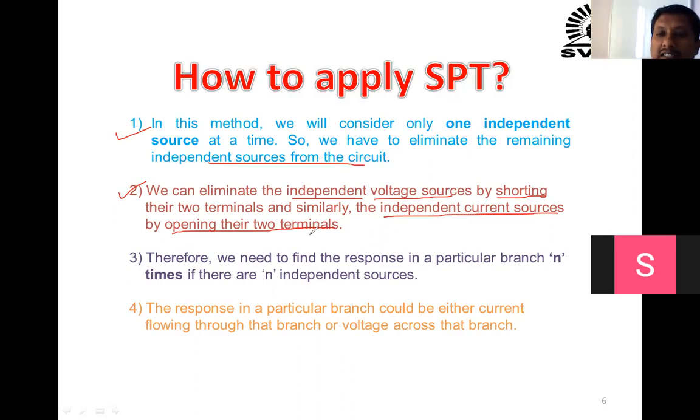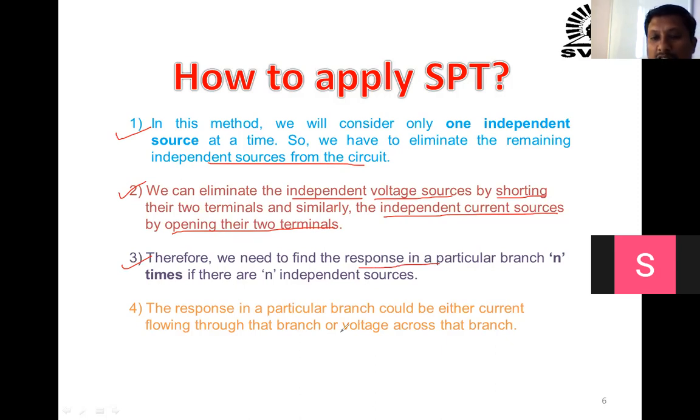त्याला काही हात लावायची गरज नाही. Do not change dependent sources by short or open. You have to keep them as they are if dependent sources are present. Only the independent sources you have to change. Okay. Third point, therefore we need to find the response. Response means either current or voltage.